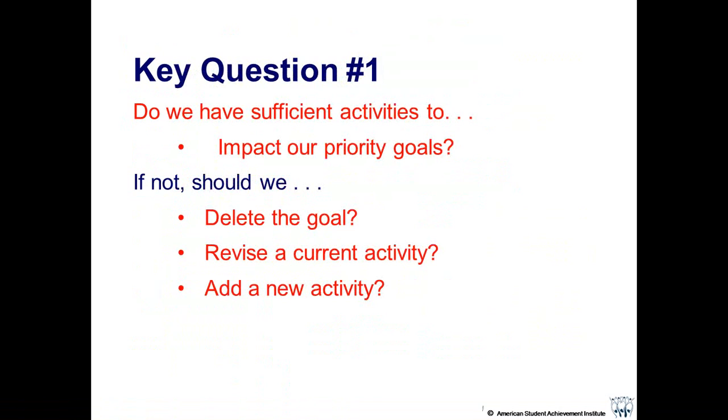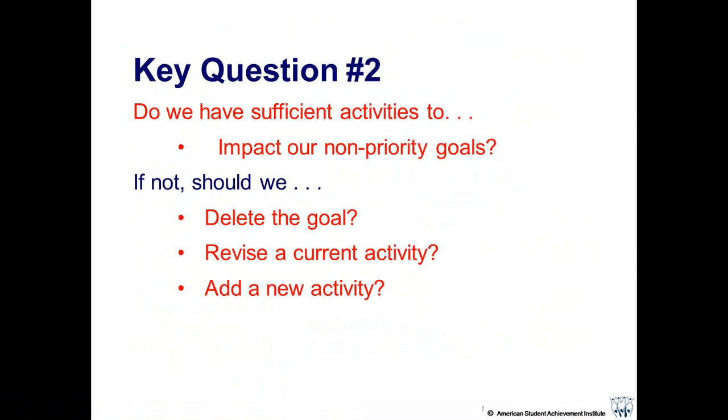So key question number 1: do we currently have sufficient activities to impact our priority goals? If not, do we need to delete the goal? Do we need to revise a current activity to make it more robust or more frequent? Or do we need to add a new activity? So we're going to look at each priority goal and examine the activities to ask ourselves, do we have activities that are sufficient to impact this goal?